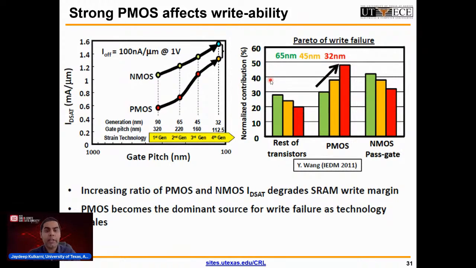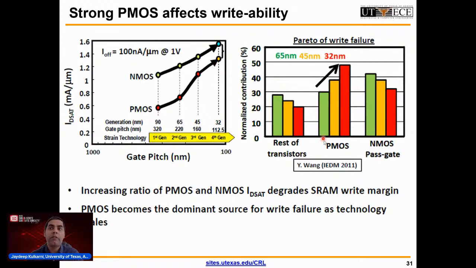Now, let me talk about the writability. Over technology generations, because of stress and strain engineering that is used to improve the mobility or the on current of both PMOS and NMOS transistors, the on current improvement in PMOS has been a lot more compared to the corresponding NMOS scaling trend. And as a result, the effective beta ratio between the PMOS and NMOS has gone down from 90 nanometer to 32 nanometer technology node, and it has shrunk even further in the 22 nanometer node. So what it means is, because the PMOS is getting stronger and stronger, it is getting harder and harder to perform the SRAM write operation.